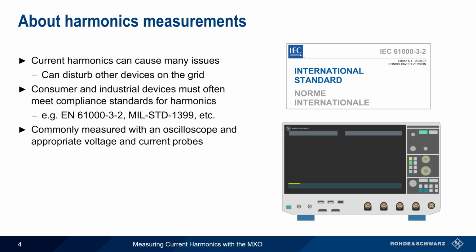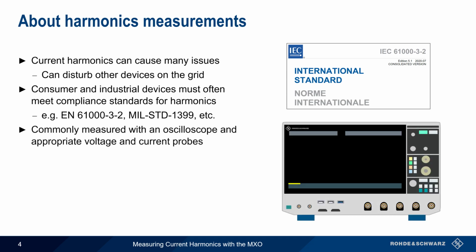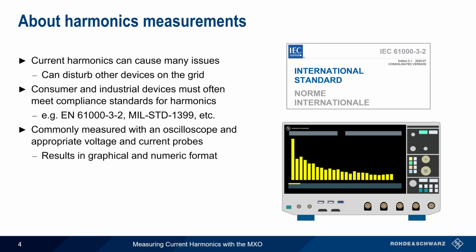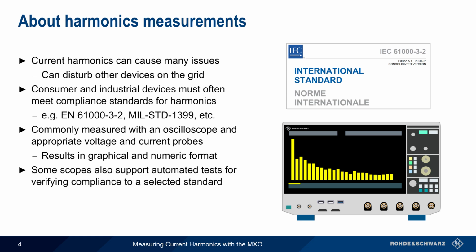Current harmonics are most commonly measured using an oscilloscope and appropriate voltage and current probes, with results typically presented in both graphical and numeric format. In some cases, a scope may also support an automated test for verifying compliance to one or more harmonic standards.